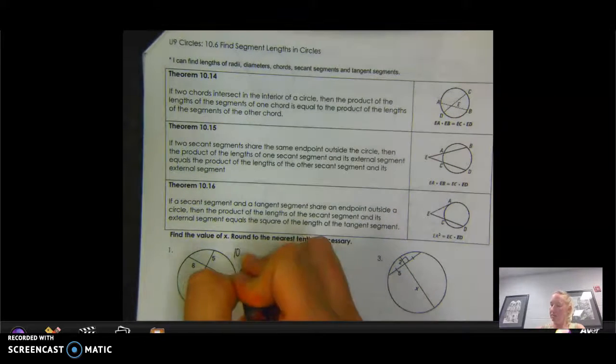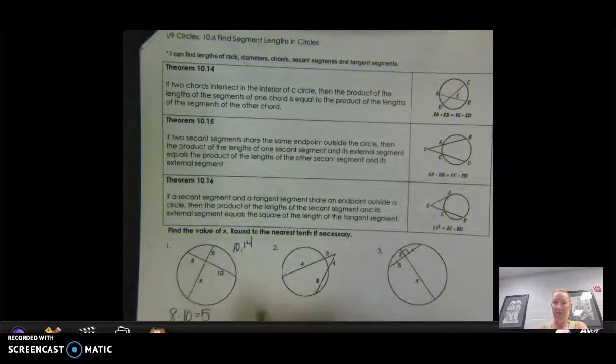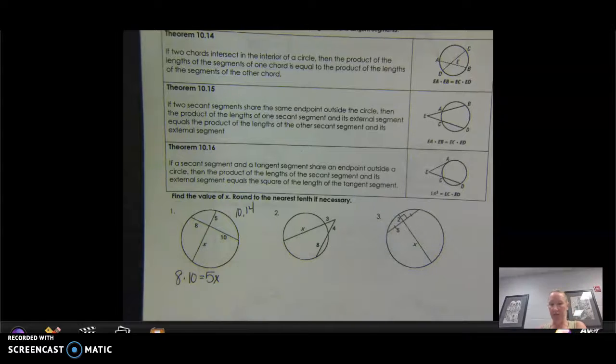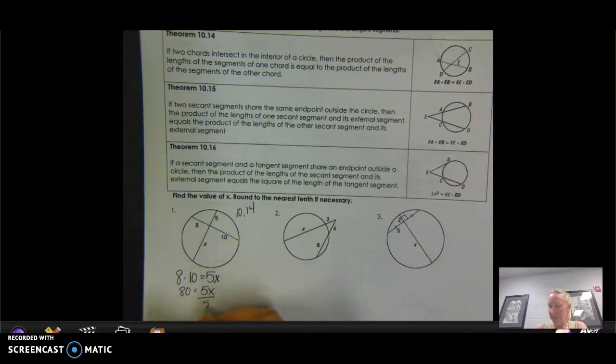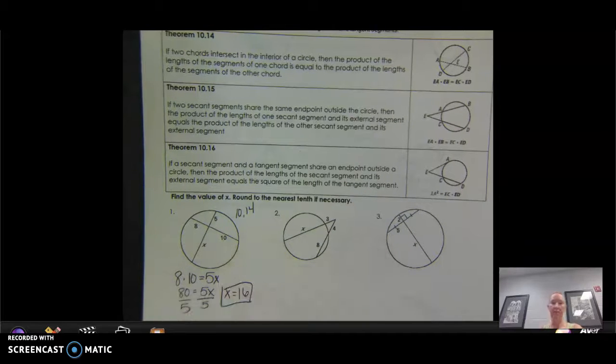So this is 10.14. So what they're saying is that 8 times 10 would equal 5 times x. So that's just 5x, right? 8 times 10 is 80, so 80 equals 5x. To get x, I just divide by 5, divide by 5. So x equals 16, right? Yep, 16. So that's how you use that first theorem.